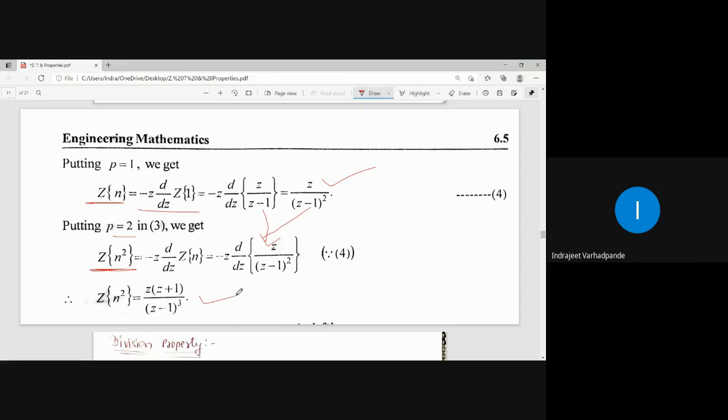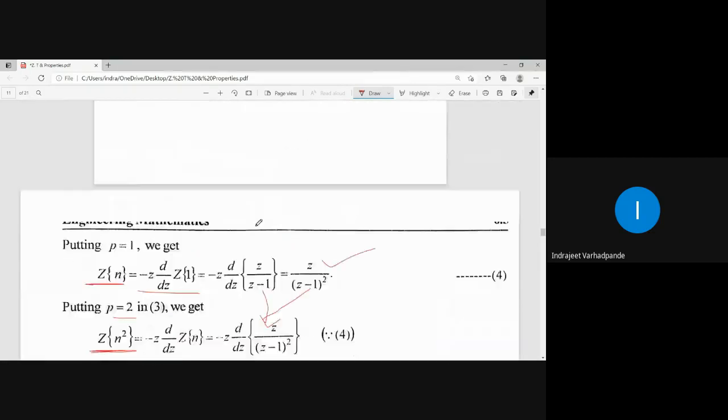the same answer. So ultimately, for the multiplication by n property, or the generalized property of n to the power p, you need to know the z transform of the previous term. If that is known, differentiation of that will give you the answer.